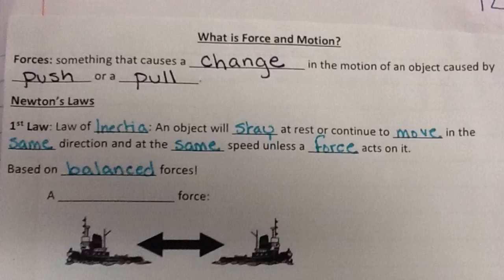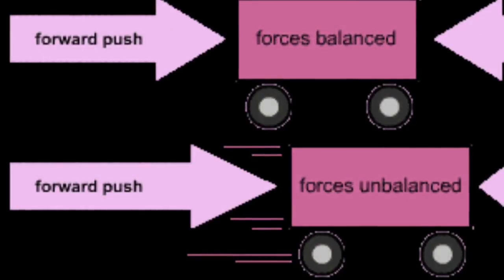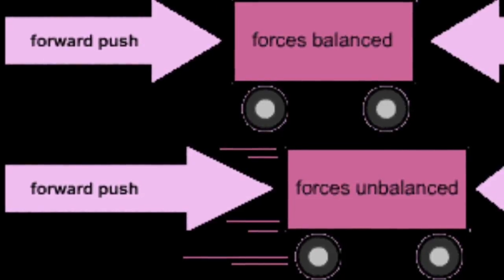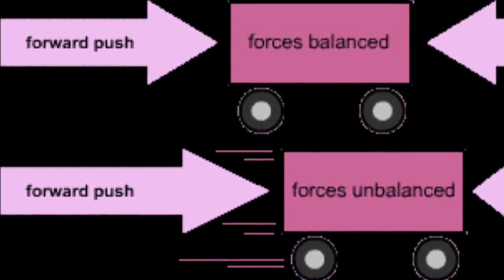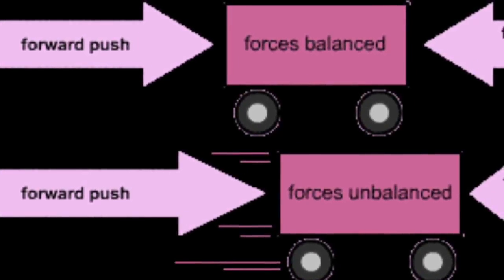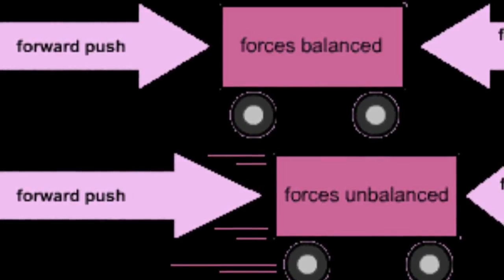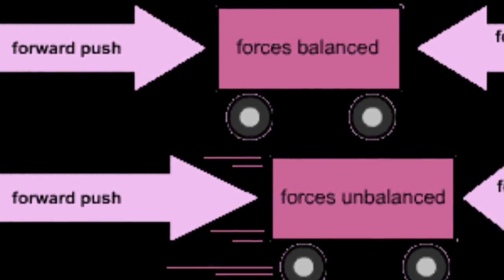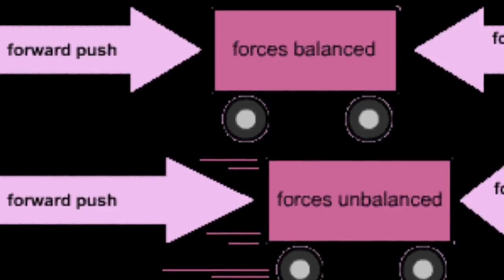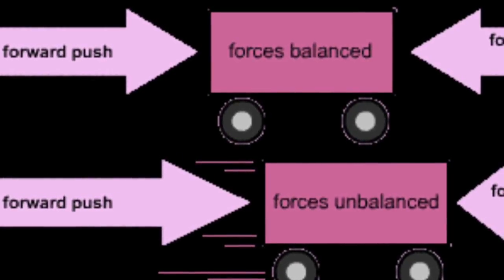Newton's first law, also known as the law of inertia, says that an object will stay at rest or continue to move in the same direction and at the same speed unless a force acts on it. And this is based on balanced forces. In our examples here, we can see at the top we have a cart and we have a balanced force acting on each side of it, which means it's not moving. On the bottom picture, I have an unbalanced force. I have a greater force on the left, which is causing it to move.